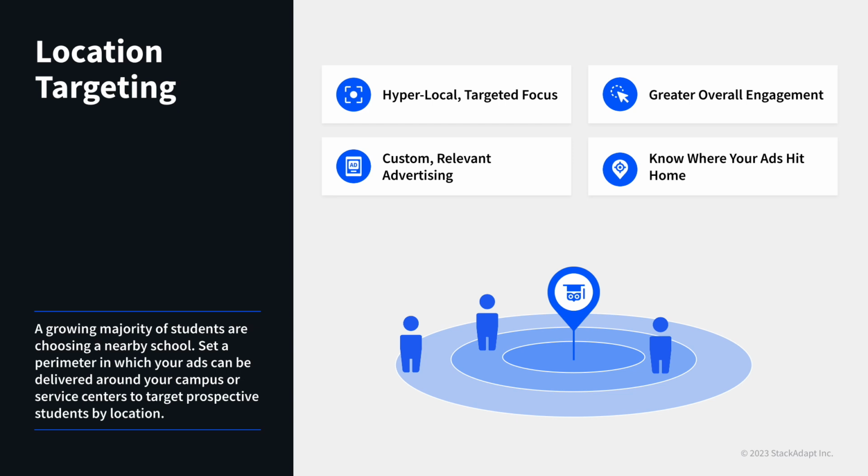Then we have location targeting as well. So we know that the majority of students nowadays are choosing institutions that are near to them, just because of the way the world is at the moment. So making sure that you are hyper-local and focused through geo-targeting, ensuring that your advertising is customized and relevant for the particular location, which we know will drive greater overall engagement and resonates better with the audience as well.